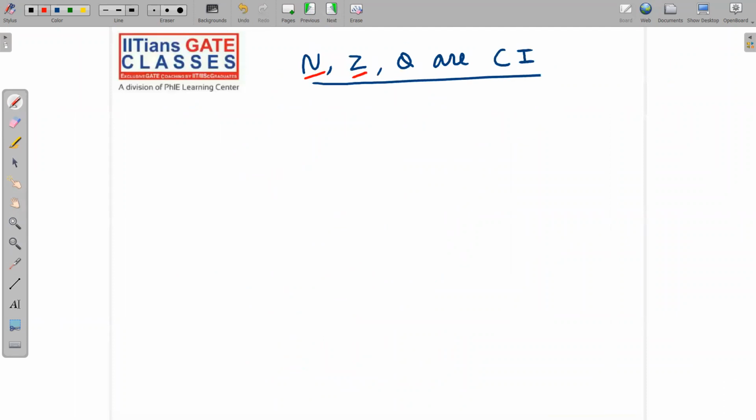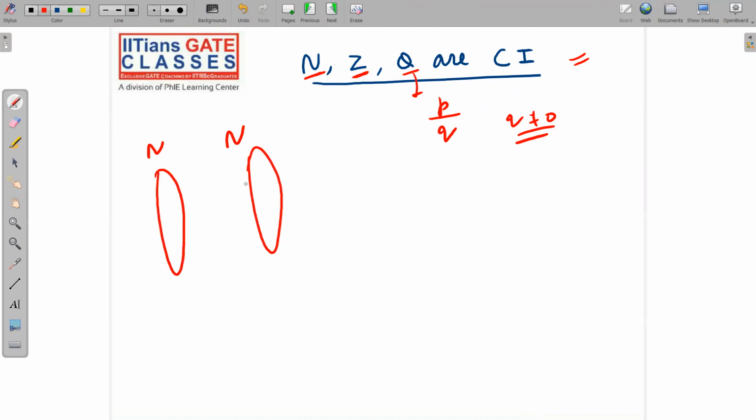So the natural number set, the integer set, where Z is the positive and negative integers, and Q is the rational numbers. Rational numbers mean what? You already know about it, p by q form, and q should not be equal to 0. Any number which can be represented in the form of p by q, with q not equal to 0. These all are countably infinite sets. Natural number set is obviously countably infinite because I have given you the definition of a countable set. Obviously we can establish one-to-one correspondence between the natural number set and itself. So this is a very basic thing, and hence the natural number set will be countable.